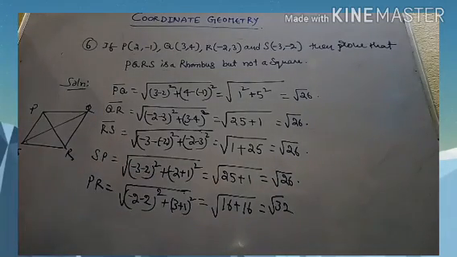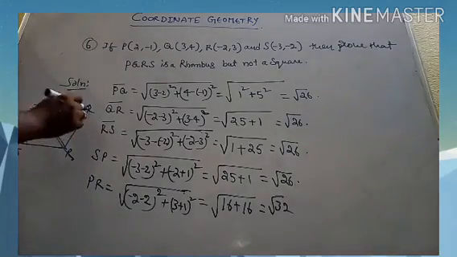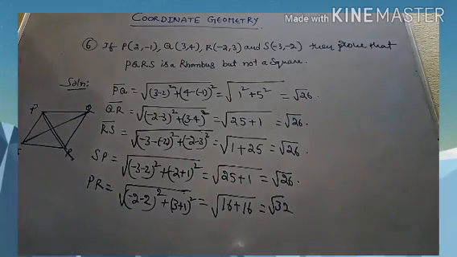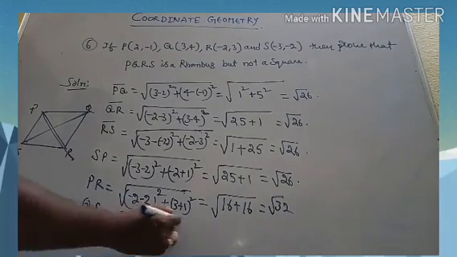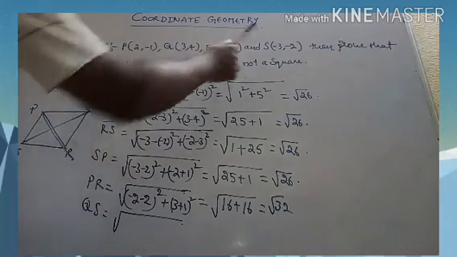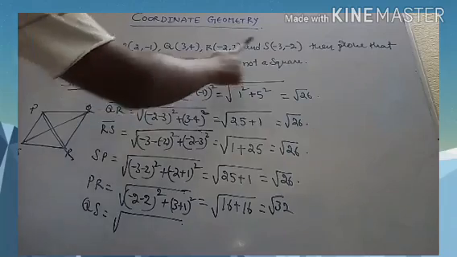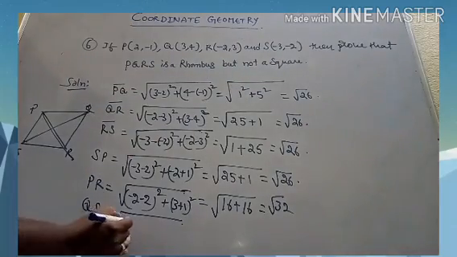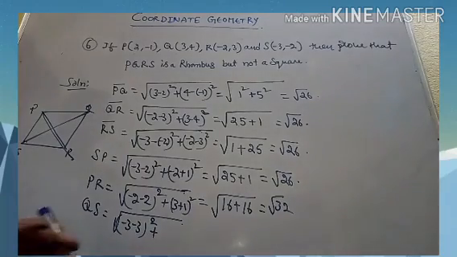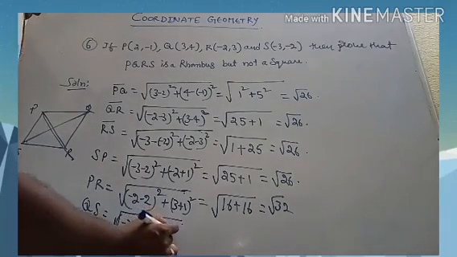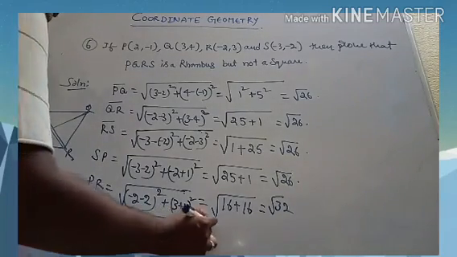Fine. Let us find another diagonal. Now we have found PR and now let us find QS like this. If you find QS here also, Q is this and S is this. You take this as (x1, y1) and this as (x2, y2). Now (-3 minus 3) whole square plus (-2 minus 4) whole square, like this. This is nothing but square root of 6 square, 36 plus 36, and root 72.